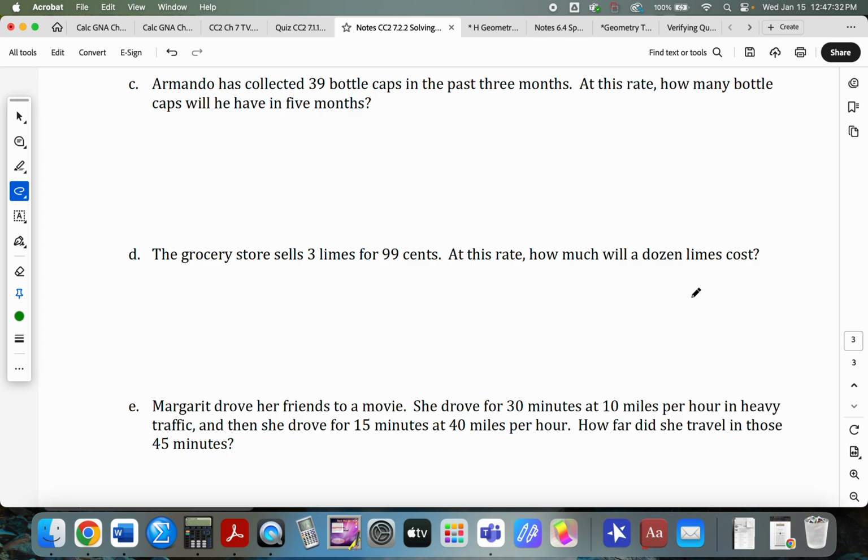All right, Armando has collected 39 bottle caps in the past 3 months. At this rate, how many bottle caps will he have in 5 months? So the question is, is this proportional? Yeah, if he saves for twice as long at this rate, he's going to have twice as many bottle caps, so it is proportional.